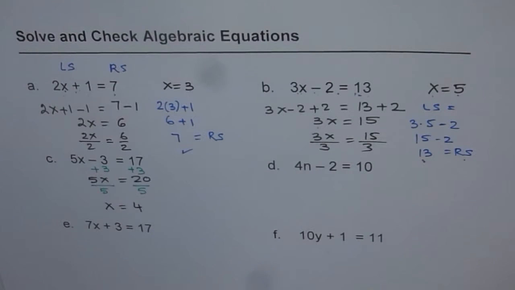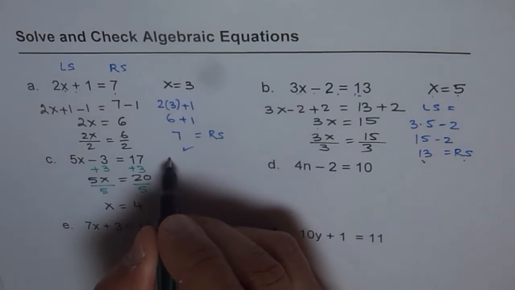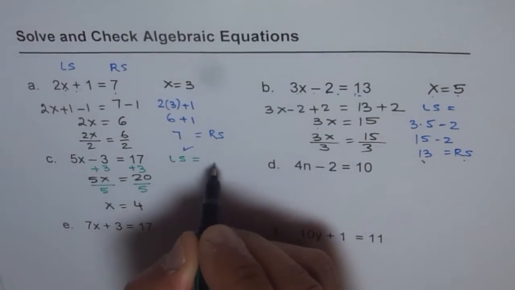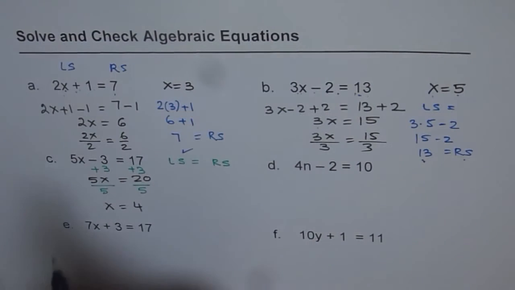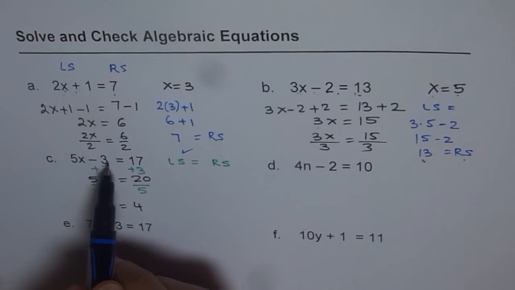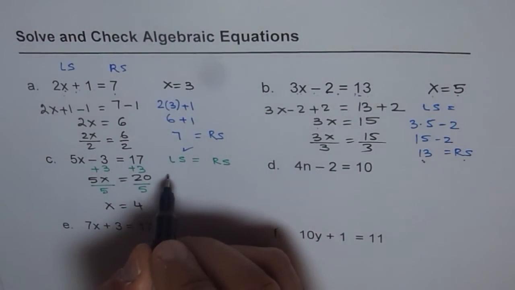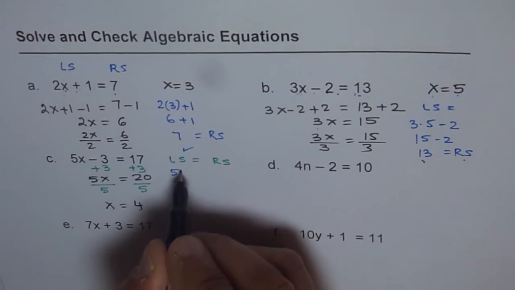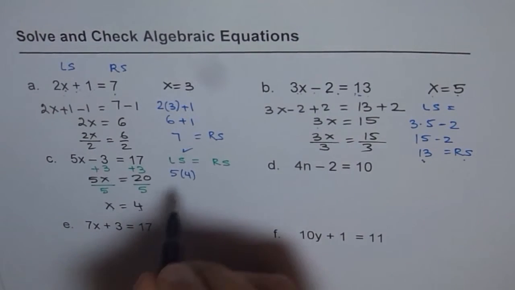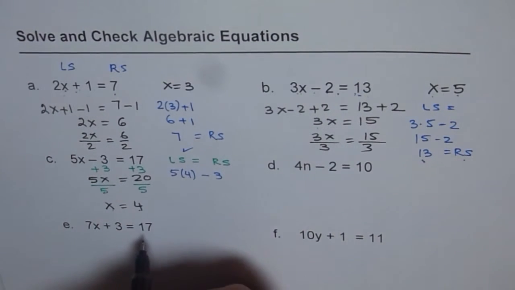Now let's check it. To check, what should we do? We have to prove left side equals right side. In the left side, we have 5x minus 3. So let's start with the left side. Left side is 5 times x, where x is 4. 5 times 4, I'm putting it in brackets, minus 3. This is my left side.